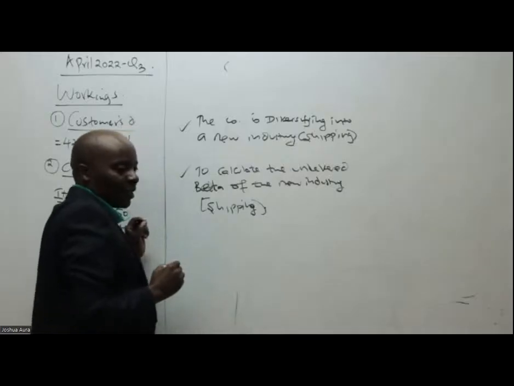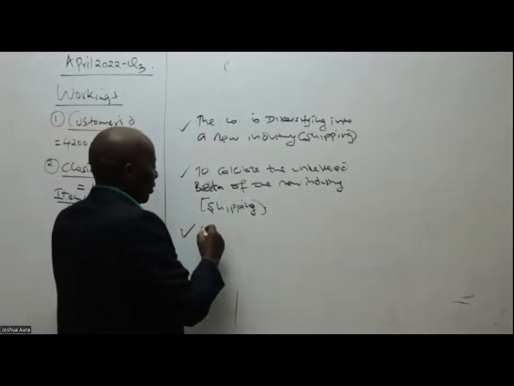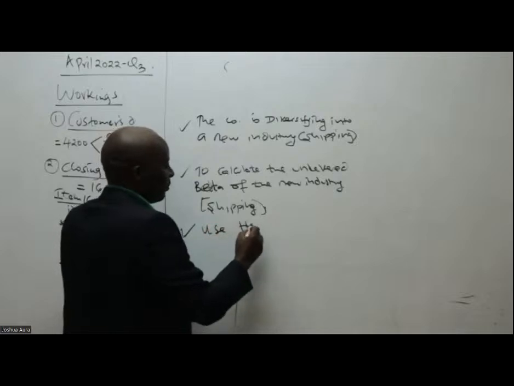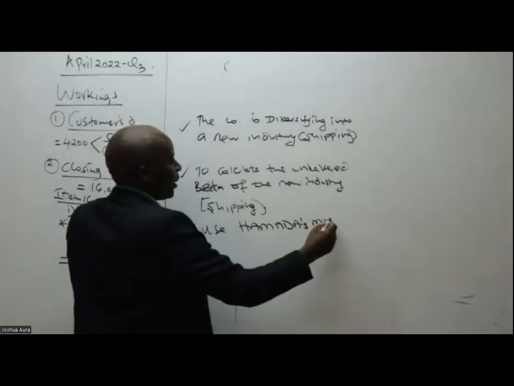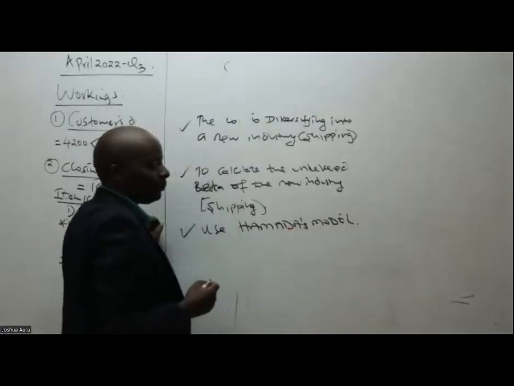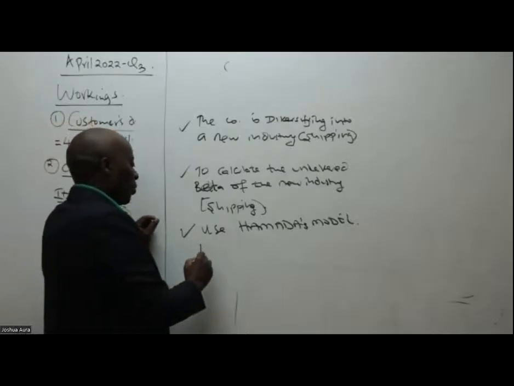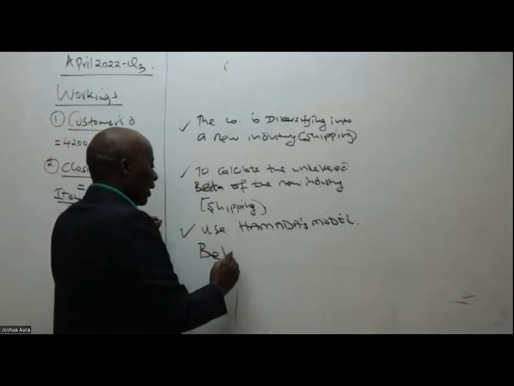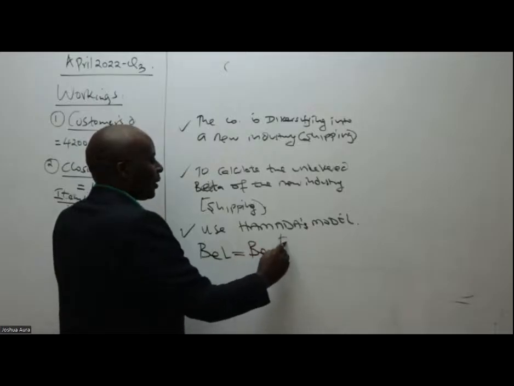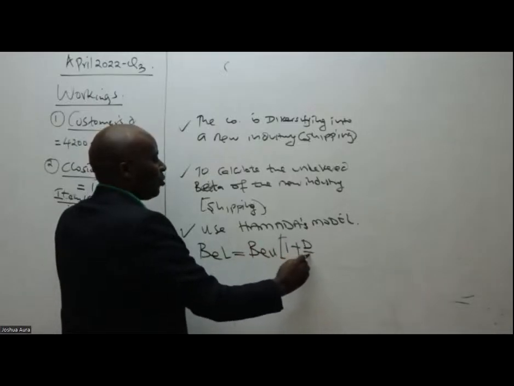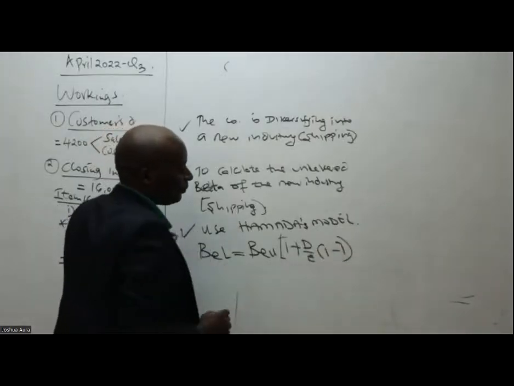Great. Which model do we use? Use Hamada's model. Right? And if you remember Hamada's model, we have beta equity of a levered firm equals beta equity of the unlevered firm times 1 plus debt over equity, times 1 minus tax.